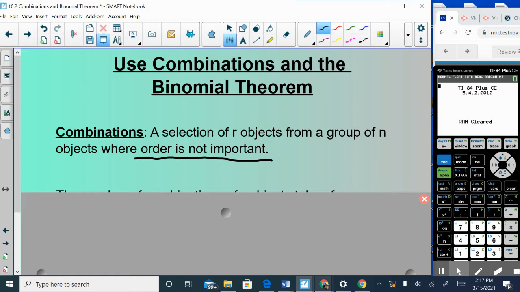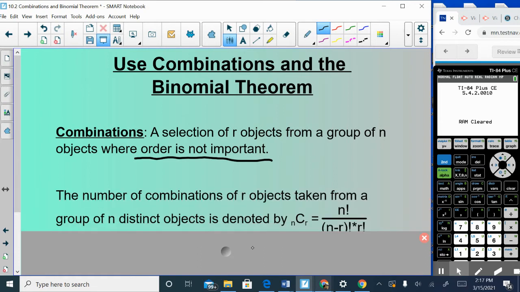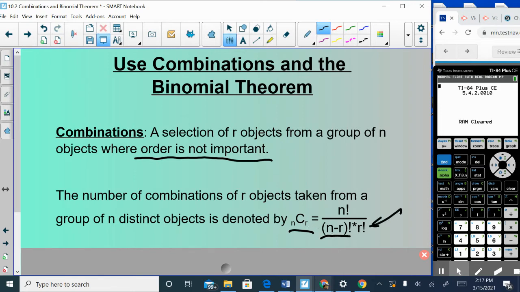And I'm going to highlight that right there. The formula for combinations is going to be right here. We're going to use nCr, very similar to nPr from the previous lecture. The numerator is still n factorial. With permutations, the denominator was n minus r factorial, this part. But with combinations, we're going to add this r factorial in addition in the denominator.